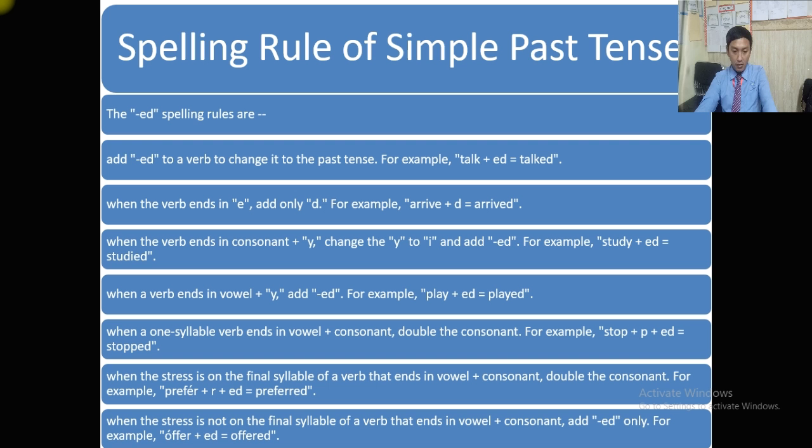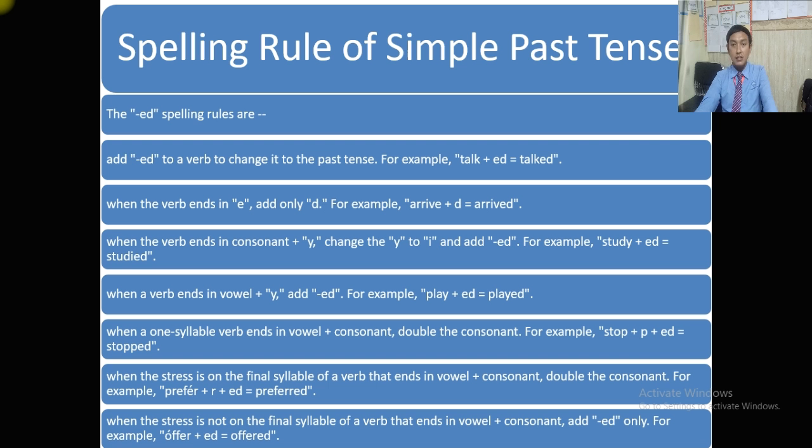So now you take one note: when a one-syllable verb ends in a vowel plus consonant, double the consonant. For example, you can see start. We have to double t because t stays at the end of the verb. So you can see the three letters that end with consonant, vowel, and consonant. So you have to double and add ed, like the word start here.